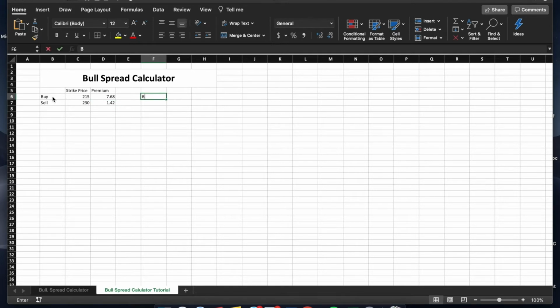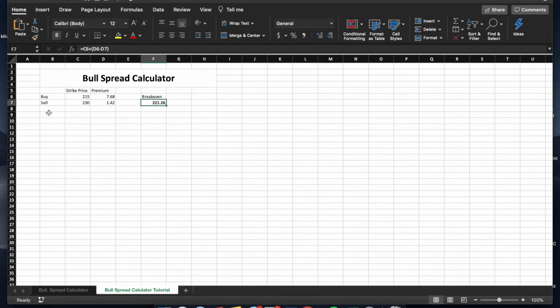So now we're going to create and calculate the break even. In order to do this, what you'll do is take the buy strike price and add the difference between the premium paid and the credit received. For this example, the break even is going to be 221.26.